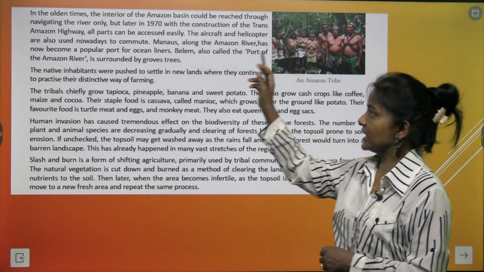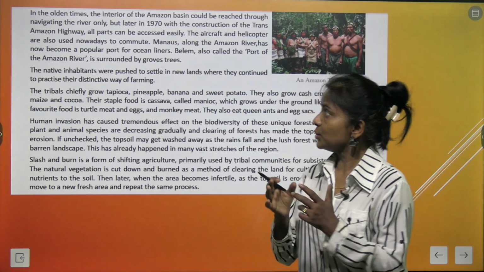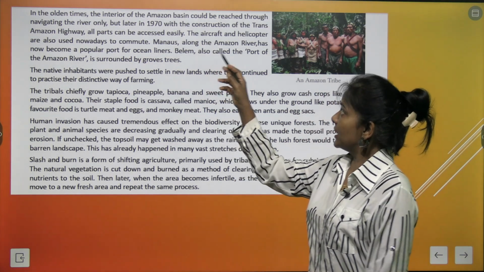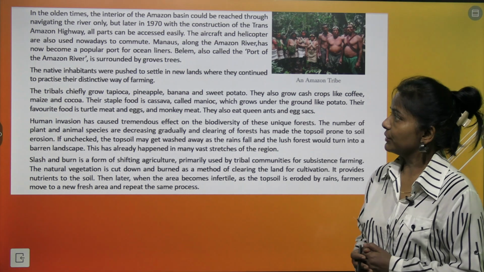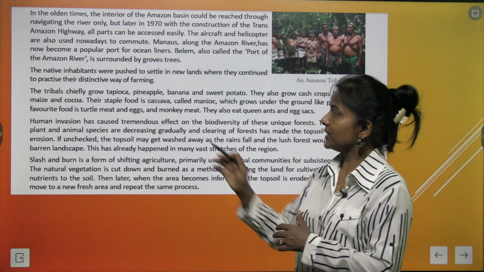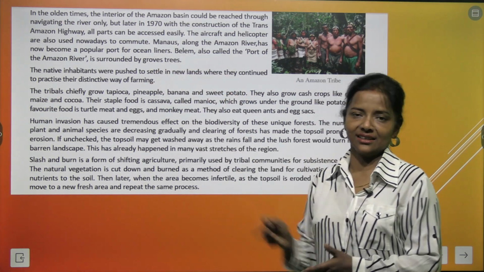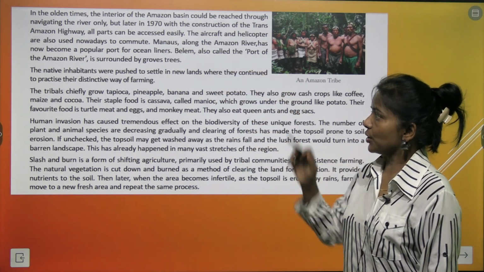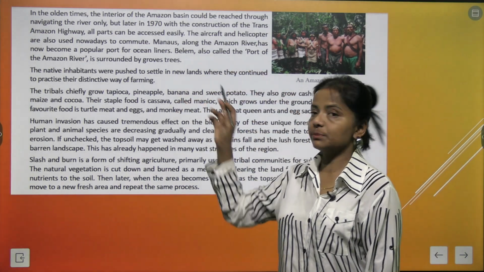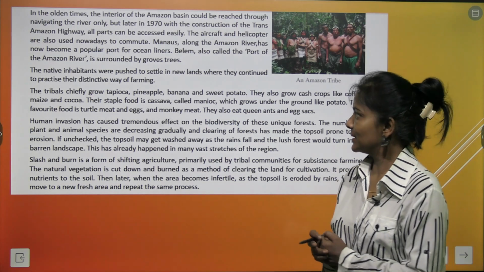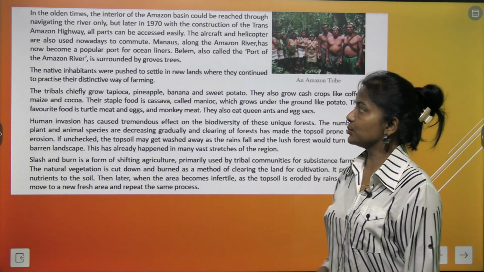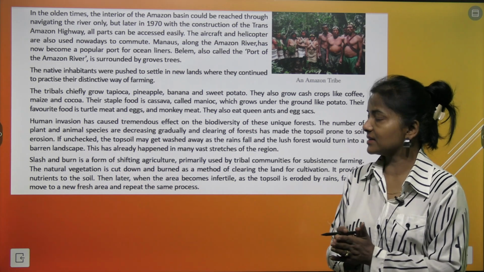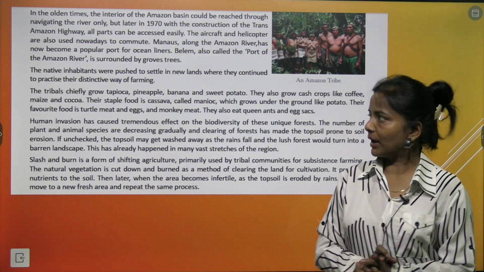The aircraft and helicopter are also used nowadays to commute. Manaus along the Amazon River has now become a popular port for ocean liners. Now, port bhi hai. Belem, also called the port of the Amazon River, is surrounded by grove trees. The native inhabitants were pushed to settle in new lands where they continued to practice their distinctive way of farming.